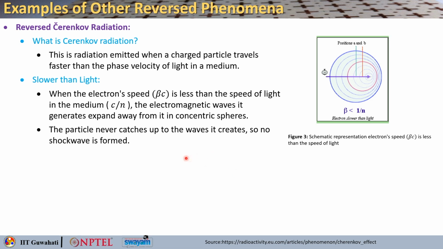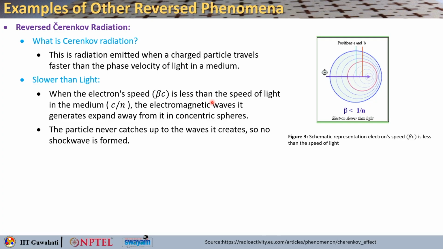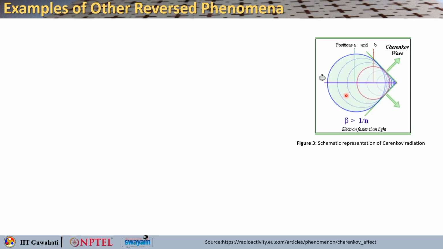Once again, this is the situation when the electron speed βc is less than the speed of light in the medium, c/n. The electromagnetic waves it generates expand away from it in concentric spheres.